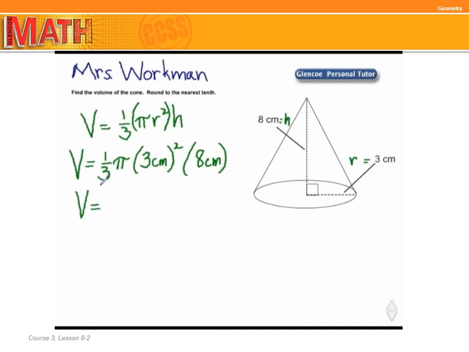If we multiply 1/3 times 3 squared times 8, we get 24 times pi. Centimeters times centimeters times centimeters would be centimeters cubed. That's the exact volume of the cone. Using our calculator to multiply 24 by pi and rounding off to the nearest tenths, we get that the volume of the cone is about 75 4/10 cubic centimeters.